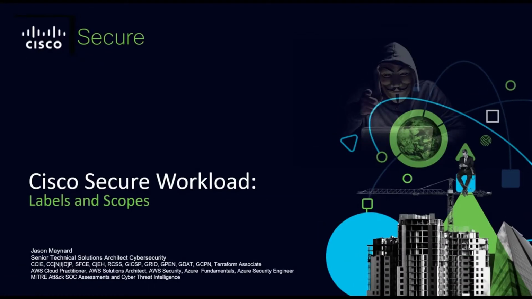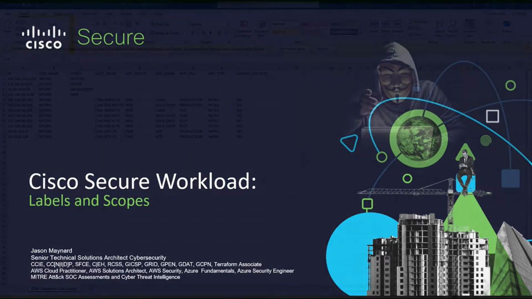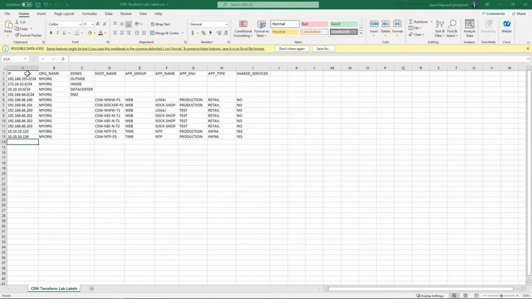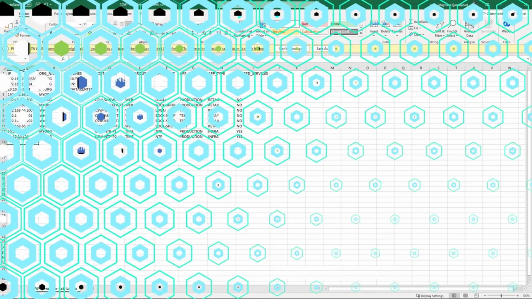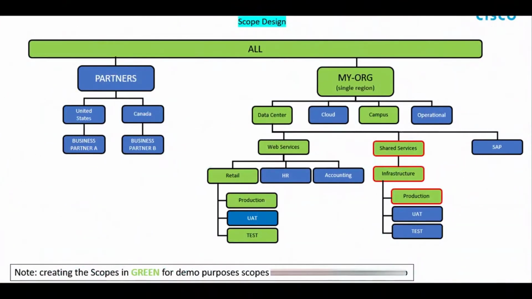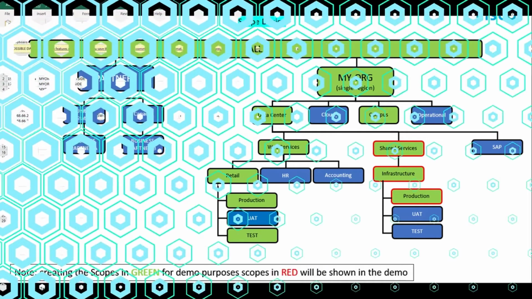Cisco Secure Workload, labels and scopes. All right, there's lots of ways of importing the data into Cisco Secure Workload. This could be through third-party tools and integrations like ServiceNow, your IPAM, DNS, and many others. We're going to do it manually using a CSV just to show you the power of labels or tags and how they can be used to build a scope tree and define where assets may reside, where then we can later build our host-based micro-segmentation controls.